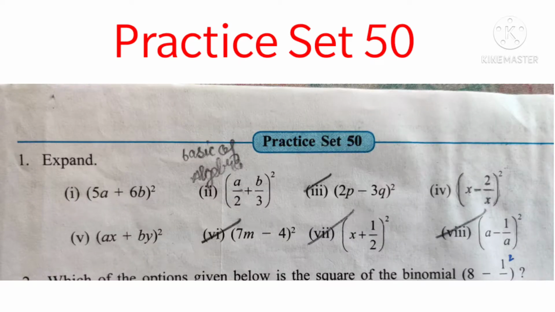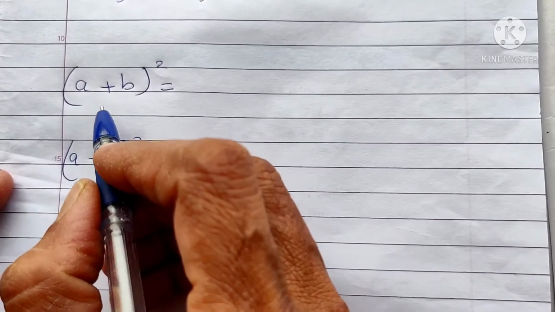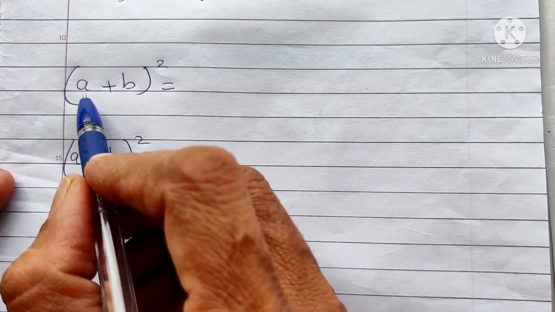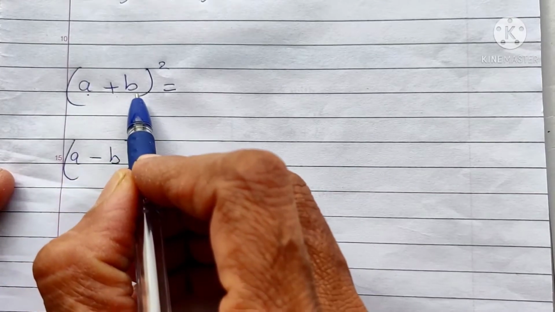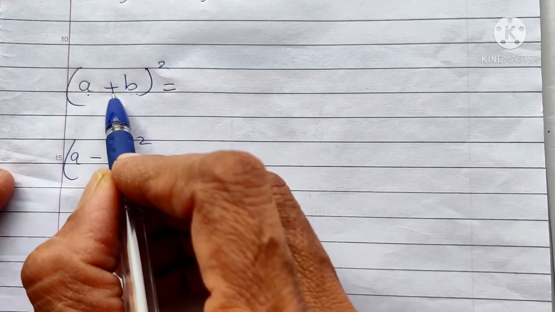Practice set 50. First the formulas and then the sums. So let's start with looking at the first two formulas. So here we have a binomial a plus b. Okay, so why binomial? Because there are two terms and they are separated by the addition sign.